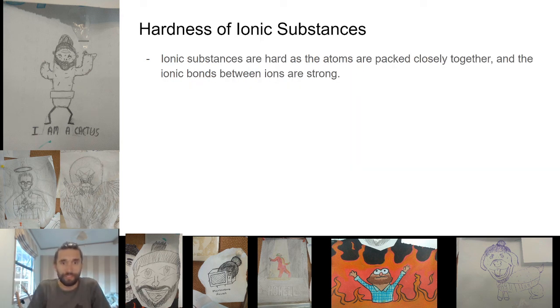Hardness of ionic substances. What is hardness? Hardness is how hard something is. So if you can push on it, will it bend? Will it leave a mark? It is different to toughness, though. Something like my coffee cup here, this is very hard. I'm not going to be able to push it and leave an indent.